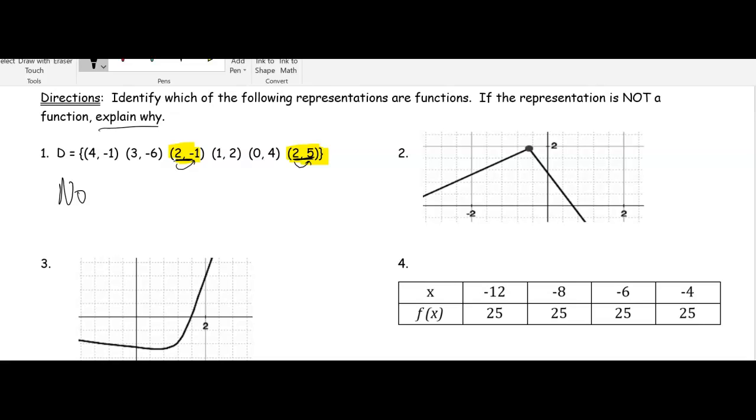If it asks you to explain why, what Bisher said, pretty good. Just because x equals 2, it's paired with negative 1 and 5. And because of that, that's bad.